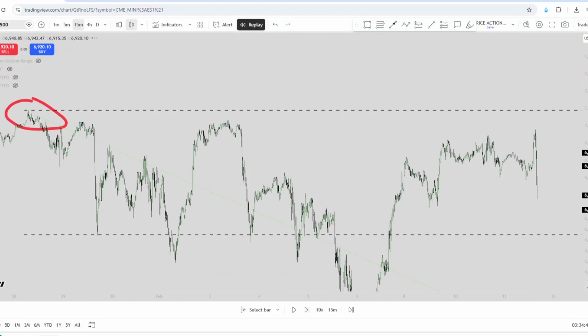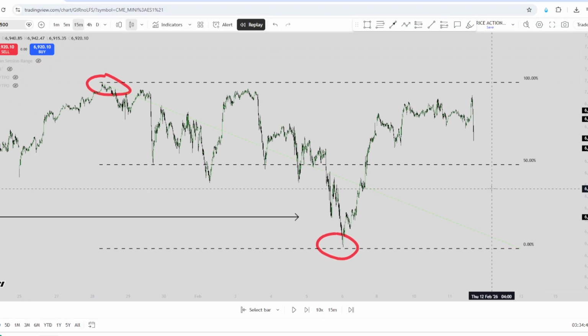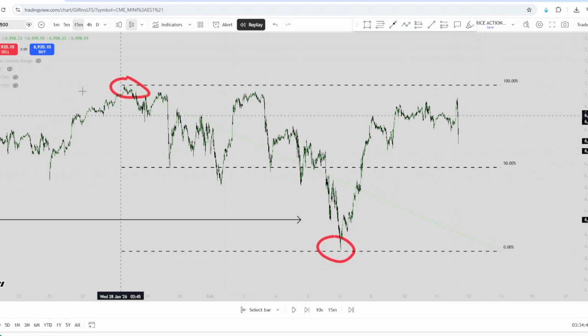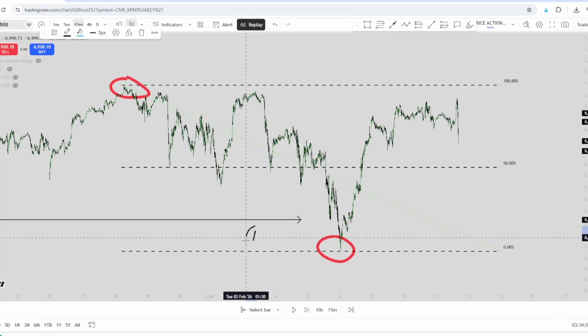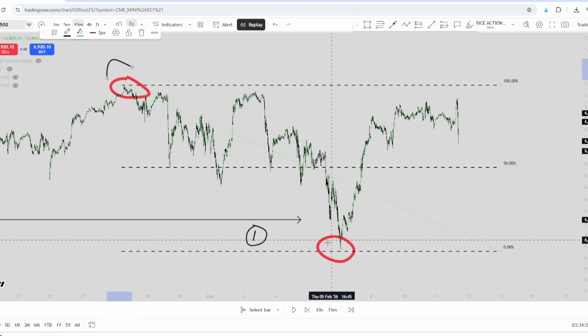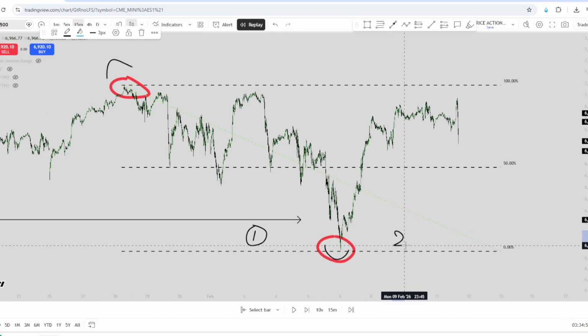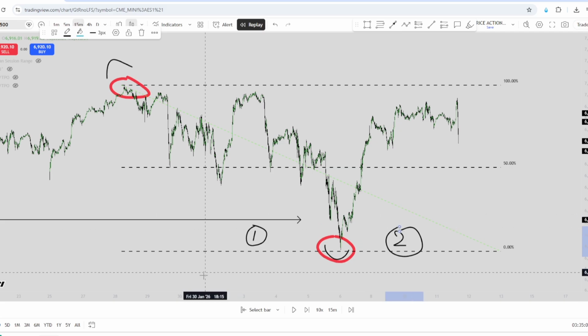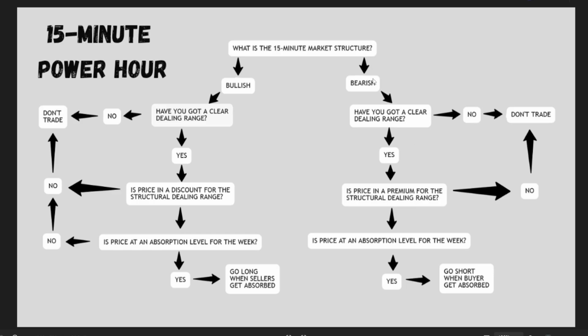to follow a narrative, right? So what do I mean by narrative? If we go back to our naked chart over here, what we've seen is bearish market structure. So that's step one. We now have an established dealing range, this high down to this low. Sorry, this is step two, our dealing range. So we have bearish market structure, we have a clear dealing range.